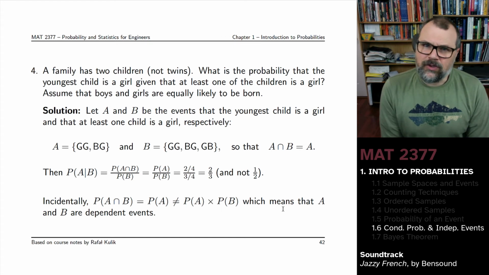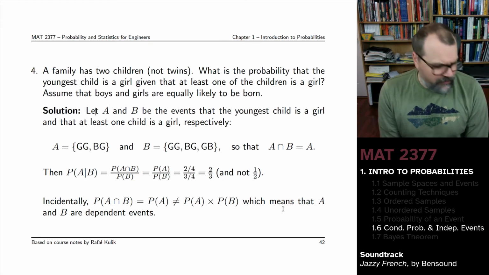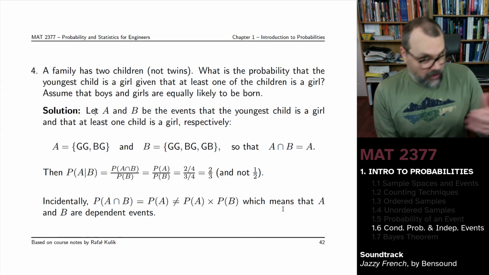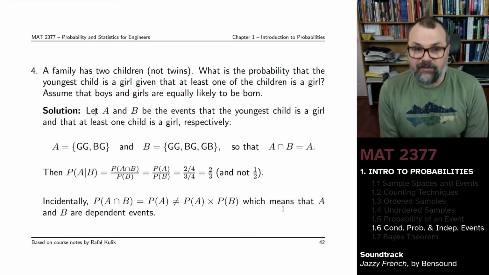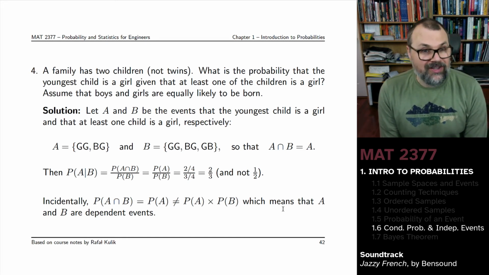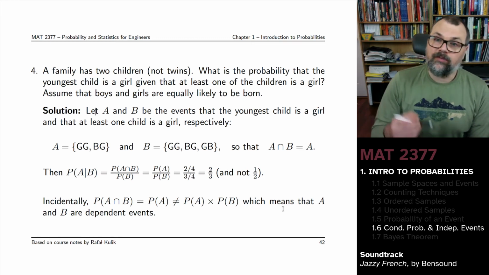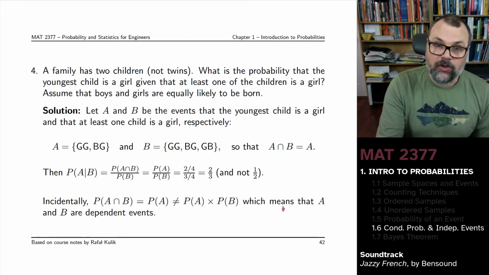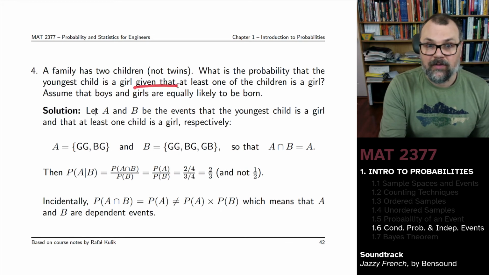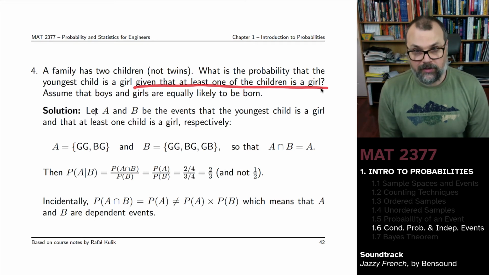Well, the naive solution would be to say, look, there's a 50-50 chance that the child will be a girl. So what's the probability that the youngest of these children is a girl? It's got to be 50%. And if that's what the question asked, you'd be right. But the question doesn't ask what's the probability that the youngest child is a girl. It asks what's the probability that the youngest child is a girl given that at least one of the children is a girl. That's a different question.